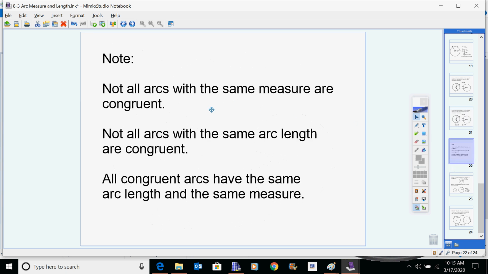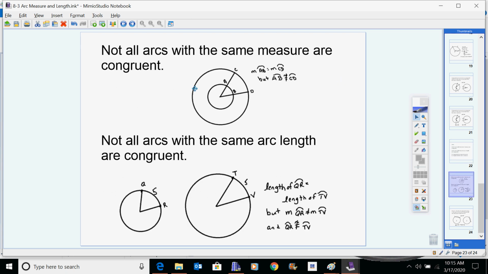I had already said all these things. Not all arcs with the same measure are congruent. Not all arcs with the same arc length are congruent. Let me just show you some illustrations of these points.